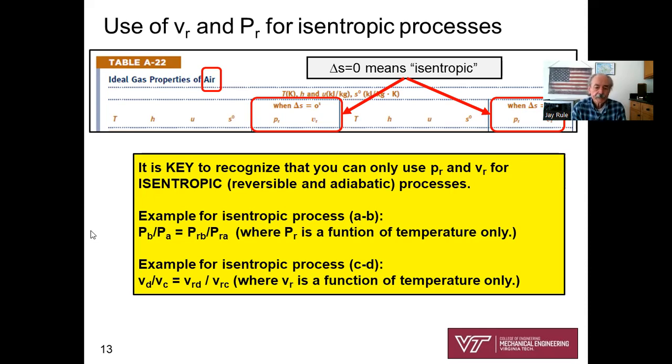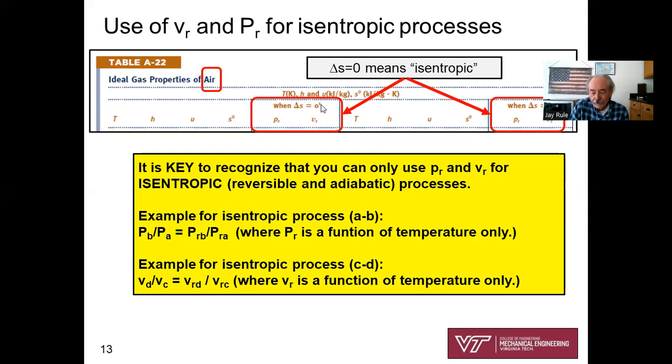Okay, now process 1 to 2. Process 1 to 2 is reversible and adiabatic. We have an ideal gas, closed system, and not constant specific heat. We're going to have to use table A22 to evaluate our properties, okay? And I want to remind you about using v sub r and p sub r in table A22. Notice this column heading, you see P sub r and v sub r. The column heading is delta s equals 0.